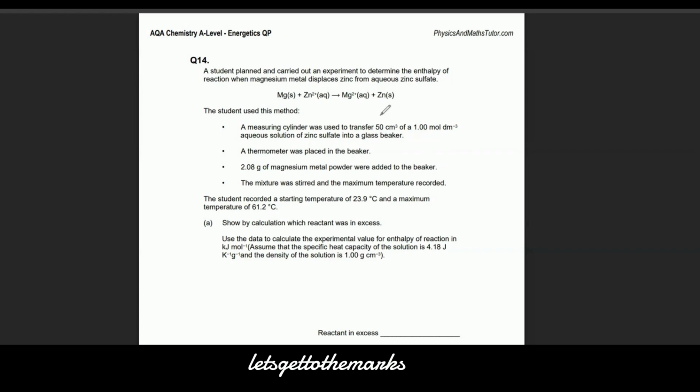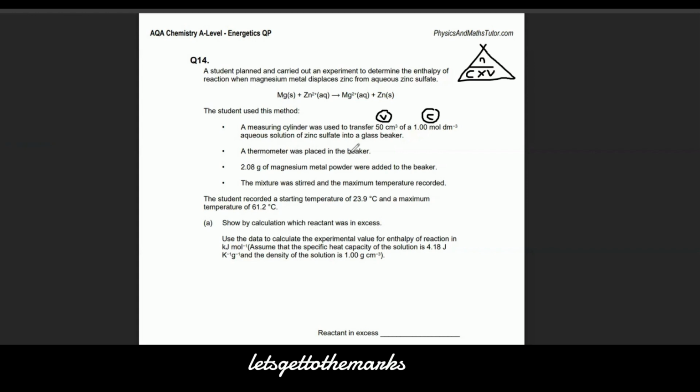Now, the moment you see that, get into the habit, peeps. Annotate your work. So volume. This looks like a concentration, and that immediately makes you think of this equation, n over c times v. And that's the zinc sulfate.